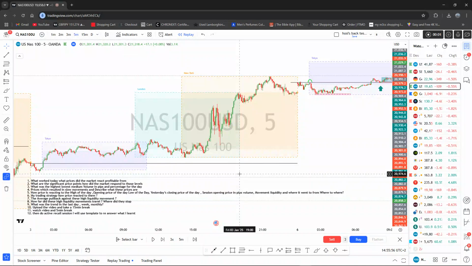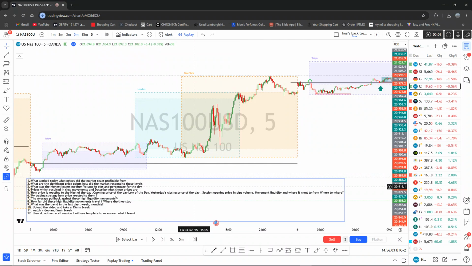03 January market movement educational data for Nasdaq, 03 January. Now, I want to find out the consistencies, the truths, the natures, and also have questions like what worked today on this day, on the 3rd of January. What prices did the market react profitably from? And what are these significant prices and how did the market respond to those levels?